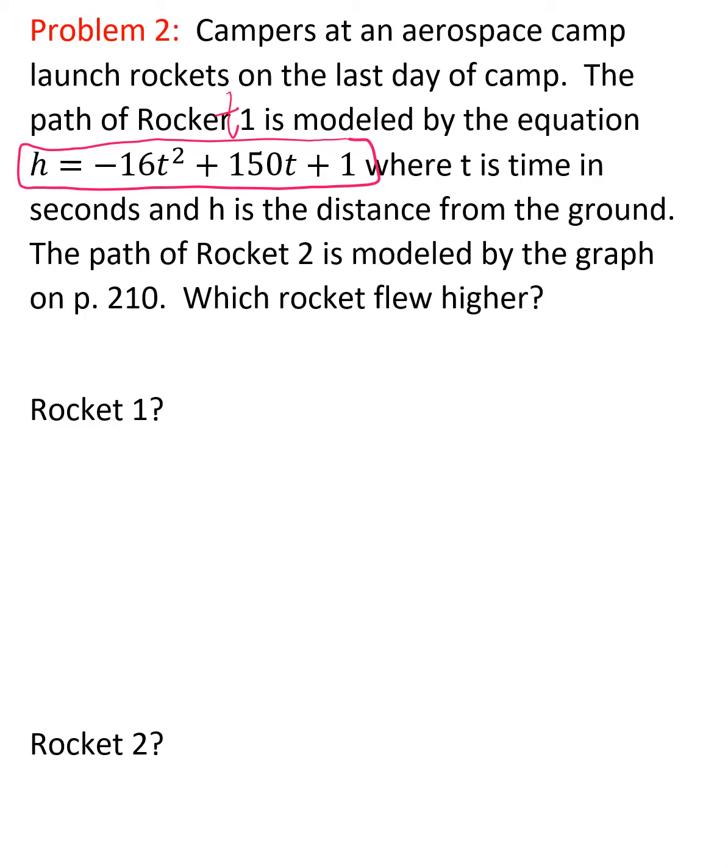Which rocket flew higher? With rocket number 1, we looked yesterday at the height of that bridge, and we did that by finding the vertex. So that's what we're going to do first today. Remember, the vertex is found by first finding -b over 2a and then plugging it into the equation.